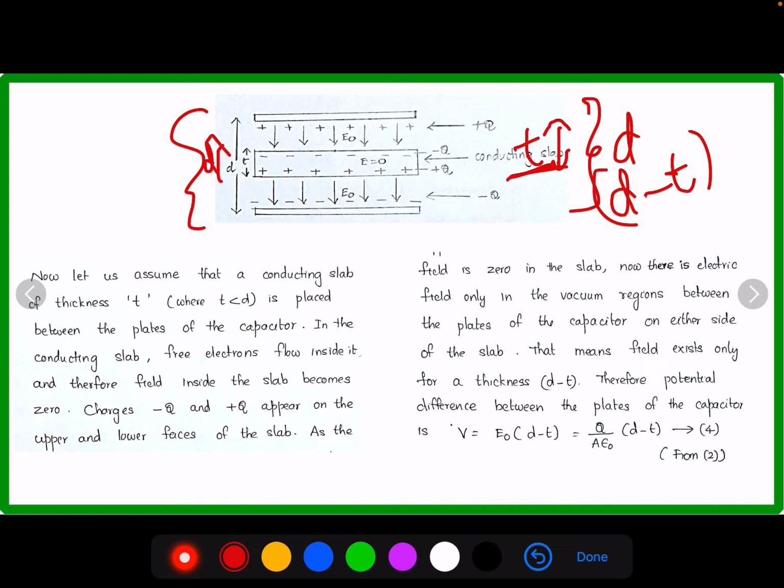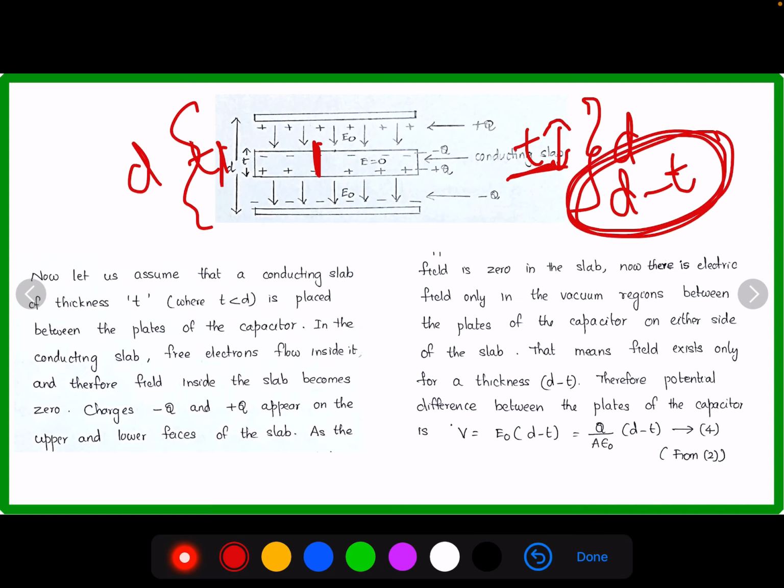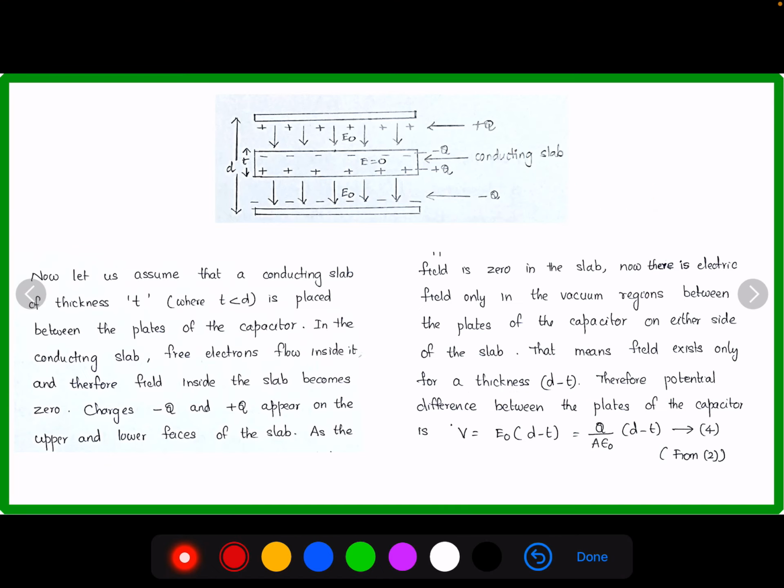This is the distance between the plates is D, and the thickness of the slab is T, but within the thickness T no electric field. So where the electric field is, it is only for a distance of D minus T. Therefore the potential difference V is equal to E naught into D minus T. We have to take the electric field only for a distance of D minus T.